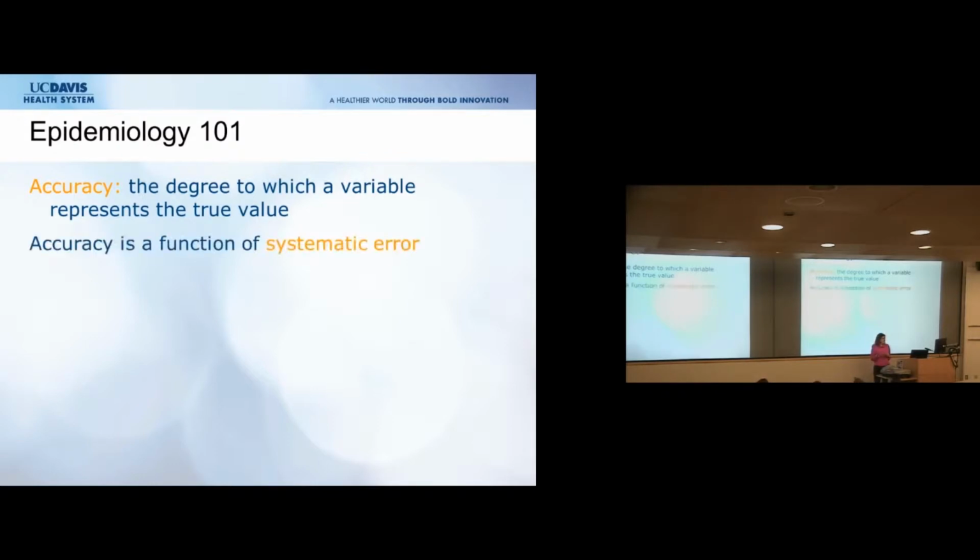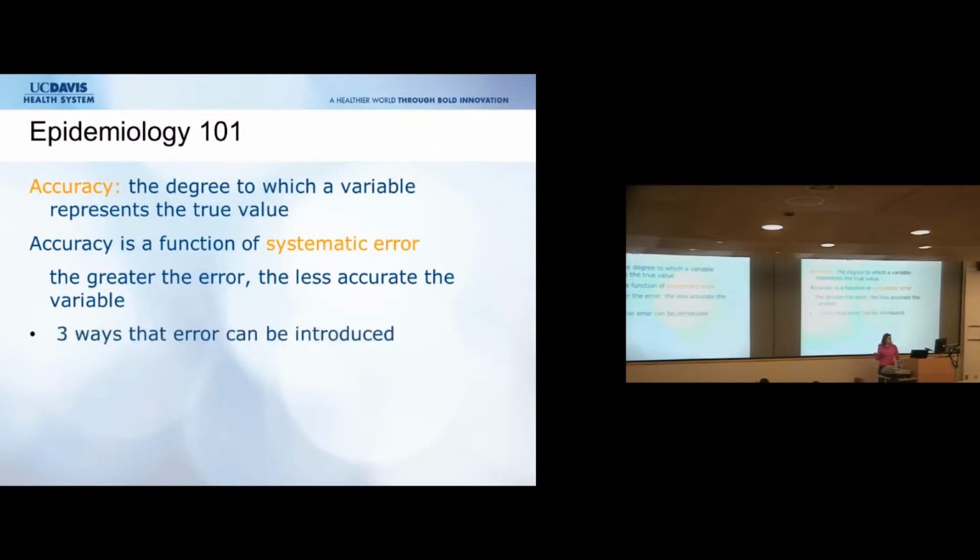So accuracy is a function of systematic error, meaning that there are built-in mechanisms in our decision-making processes that put error into our decisions. So the more error there is, the less accurate your variable is going to be, so the worse your surgical decision is going to be. There are three types of error that we're going to focus on: observer bias, instrument bias, and subject bias. So we're going to break these down.